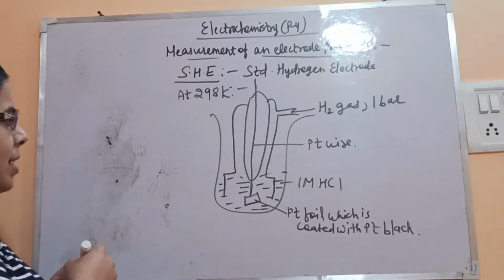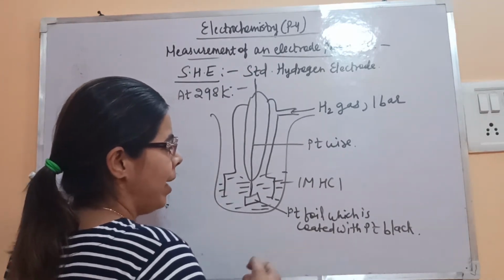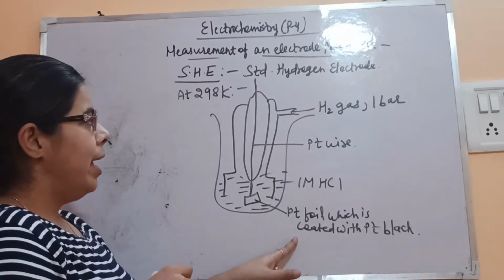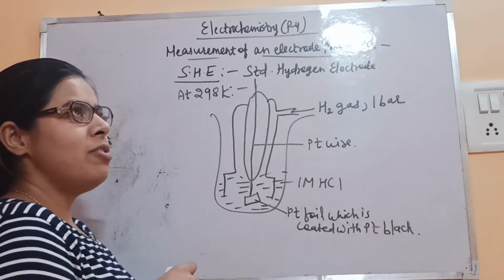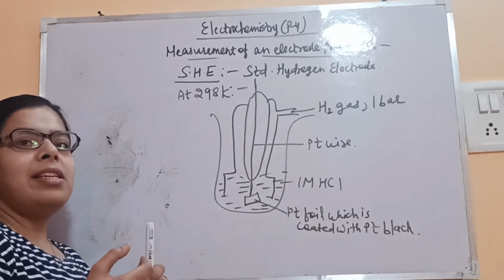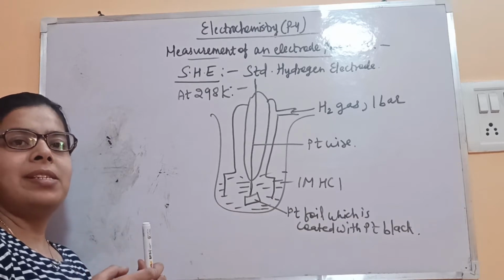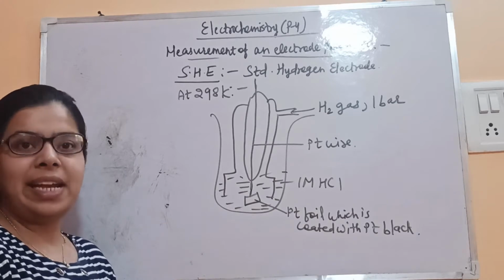Okay. Now what is the purpose of platinum foil coated with the platinum black here? It will help to absorb the hydrogen. Okay, because in 12th standard you will be studying surface chemistry and d-block elements. There you will learn how transition elements work as a catalyst.